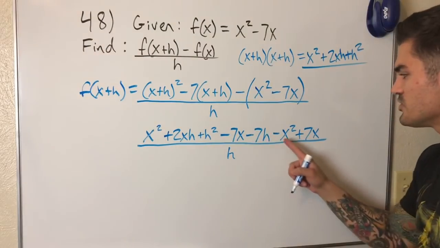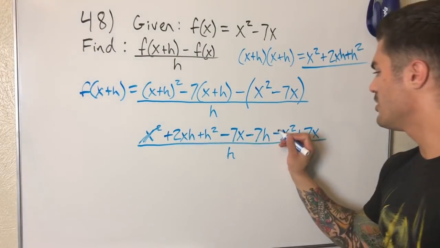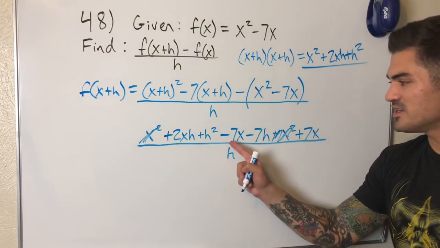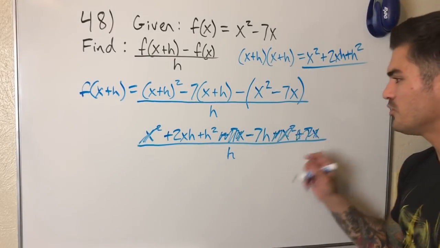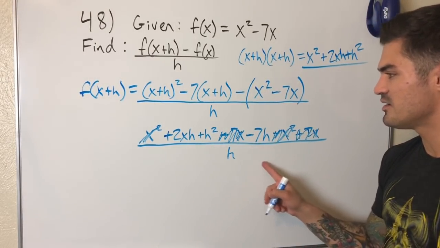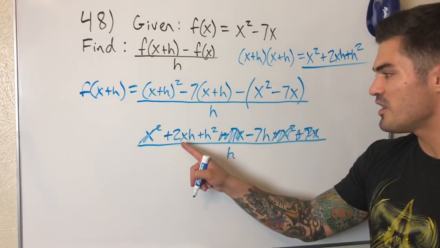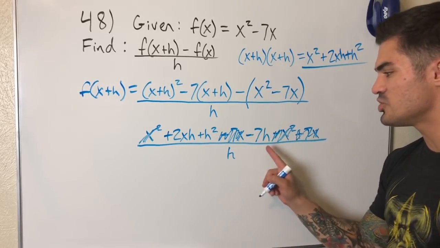So let's see, what all cancels? X squared minus x squared. Those are both gone. X squared is gone with the minus x squared. What else do I have? 7x minus 7x, right? A positive and a negative. Those are both gone. What else do I have here? I think that's it. I don't think anything else can cancel. I don't have any other like terms. So I have 2xh and h squared and a minus 7h all over h.